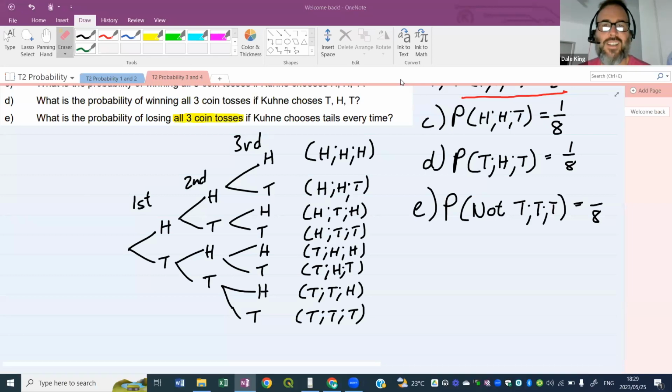Bianca with 9 out of 8. So where do we see? Yeah, Sakita, you're right. It's not 7 out of 8. Because look here, let's read it again. What's the probability of losing all 3 coin tosses?